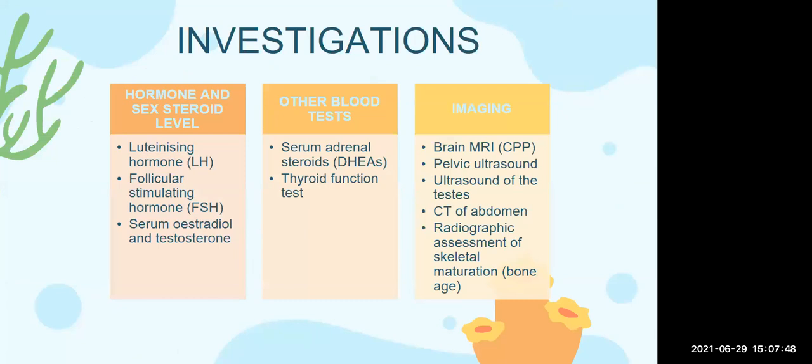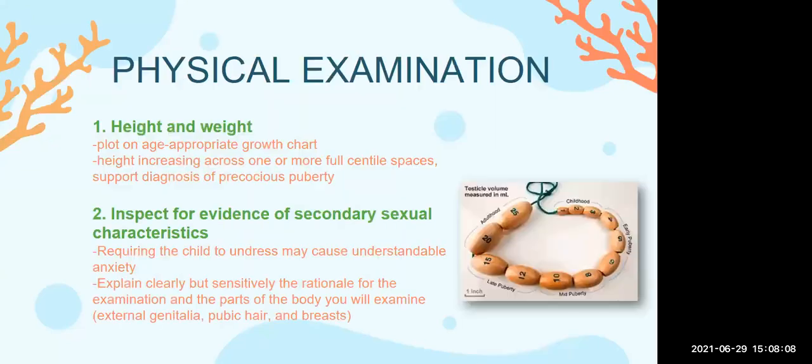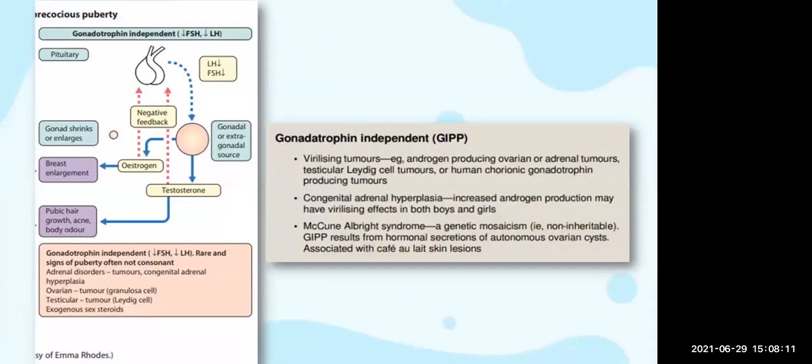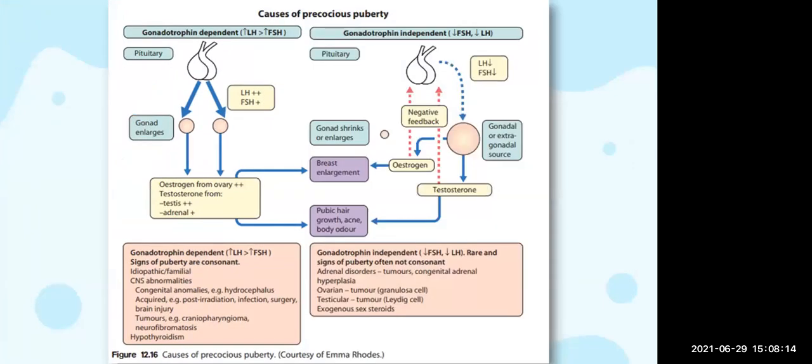So as I mentioned earlier, for the gonadotropin dependent, the LH and also FSH will be high, or in gonadotropin independent, the LH and FSH will be low. So the results can determine the... maybe doctor want to add. Yeah, you need this picture, right? So it's gonadotropin dependent.